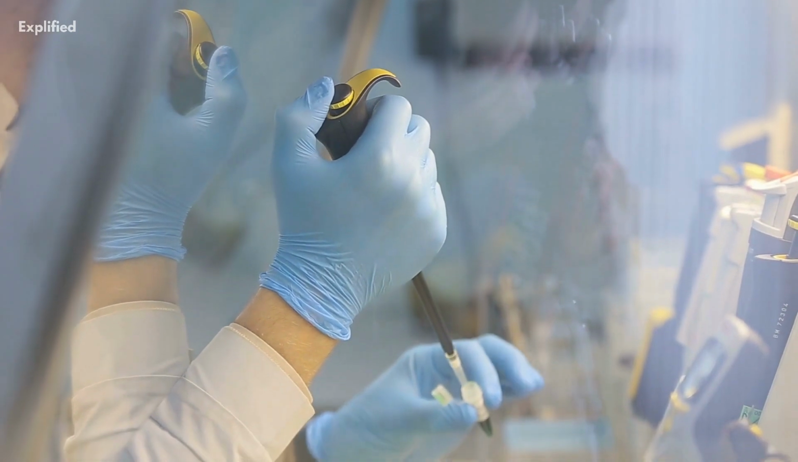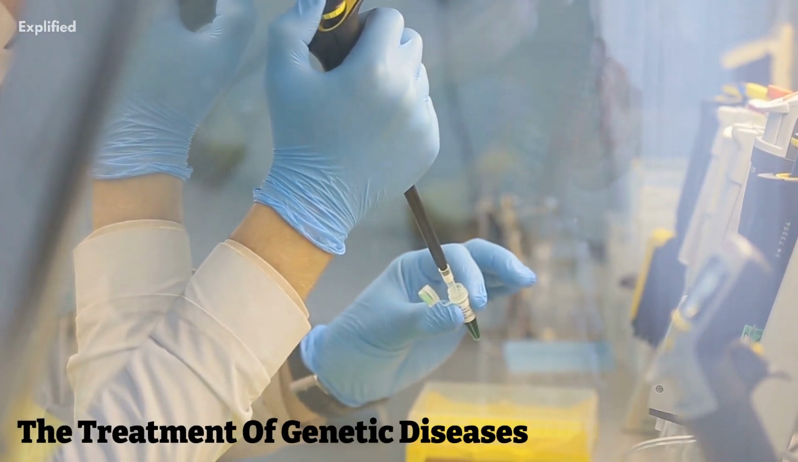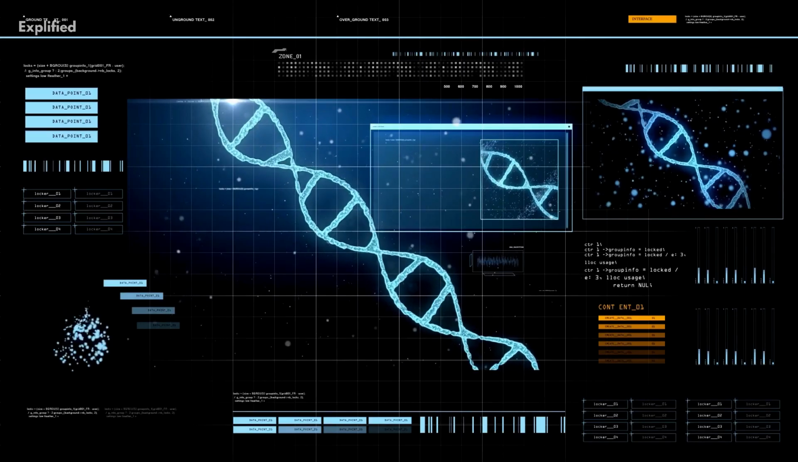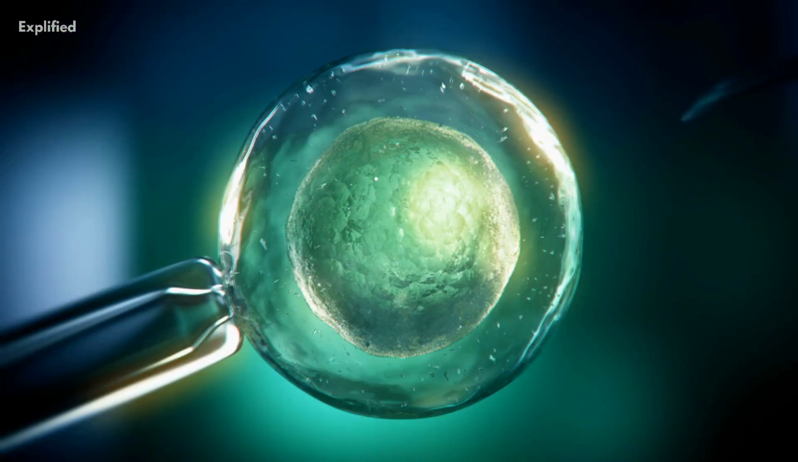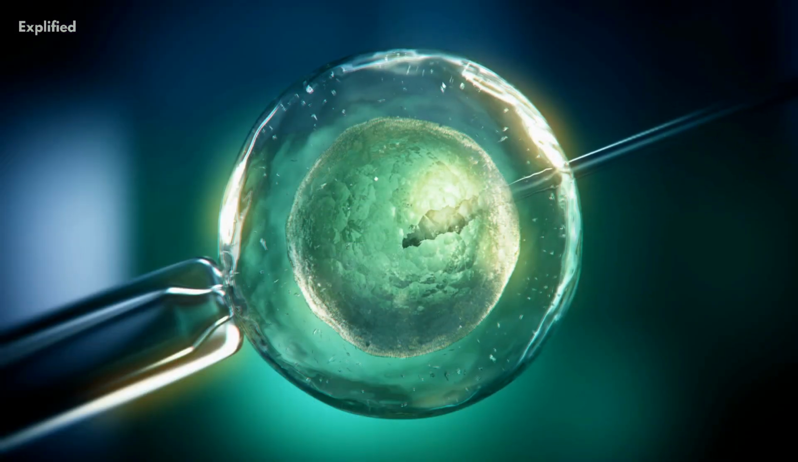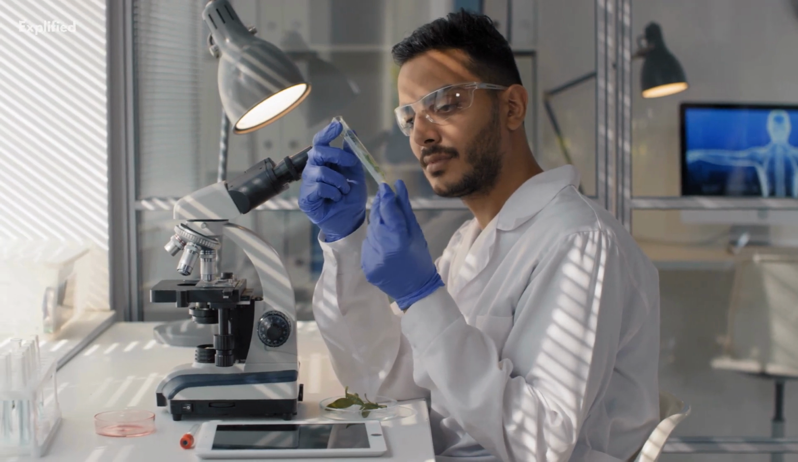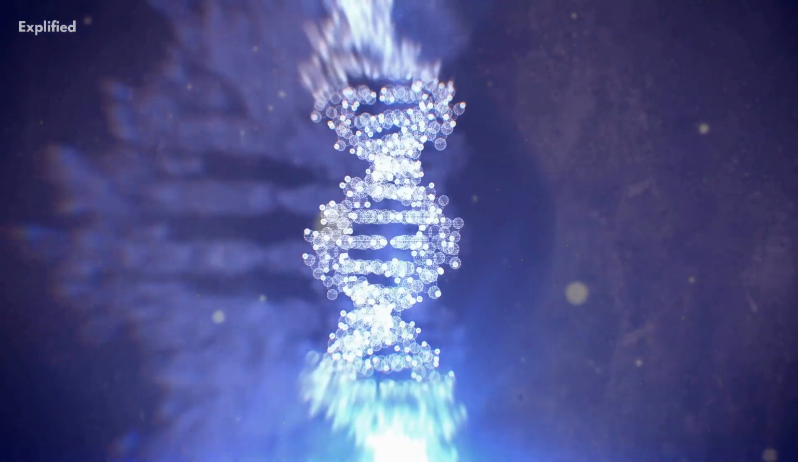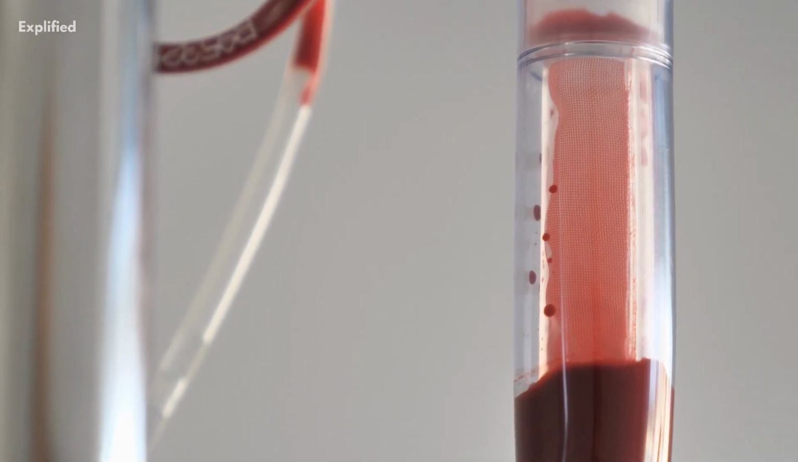First, one of the most promising applications of genome editing is in the treatment of genetic diseases. Genome editing techniques like CRISPR-Cas9 allow scientists to make precise edits to the DNA sequence of a patient's cells, potentially correcting mutations that cause genetic disorders. For example, researchers have used genome editing to correct the gene responsible for sickle cell anemia, a life-threatening blood disorder.